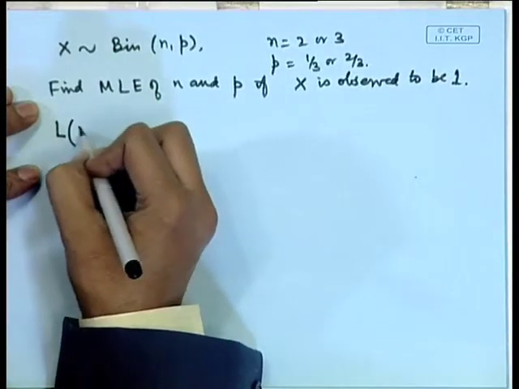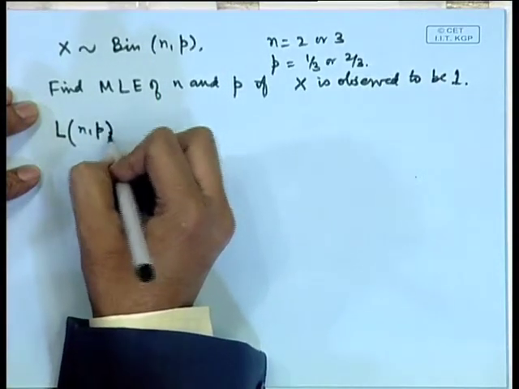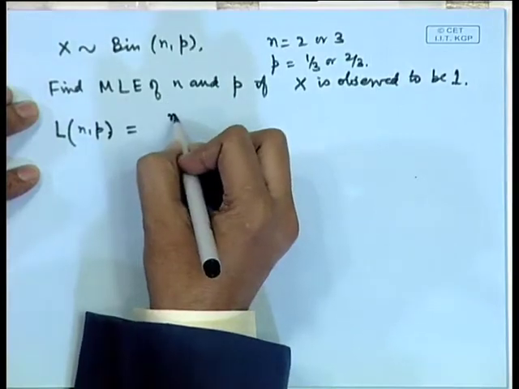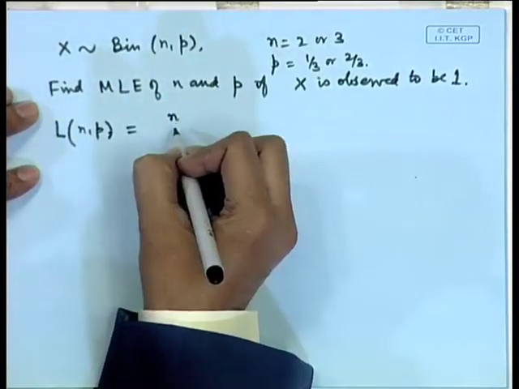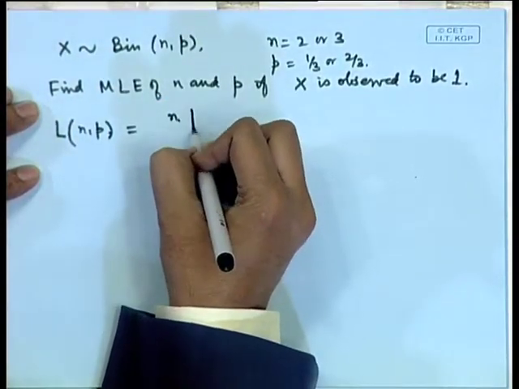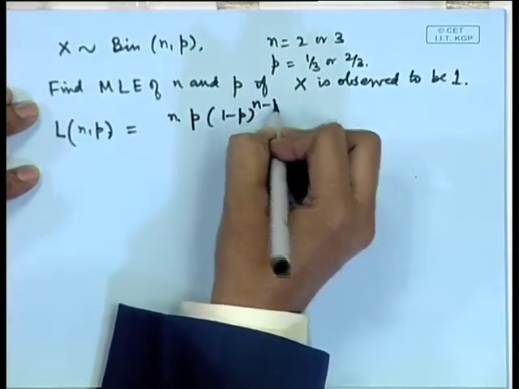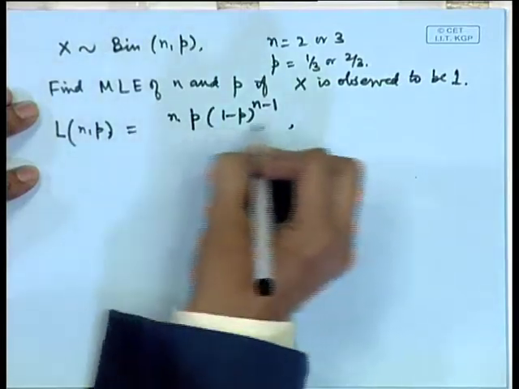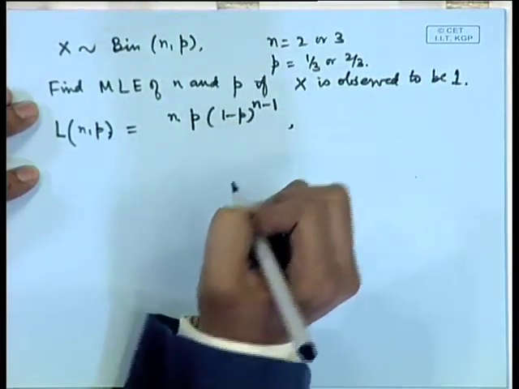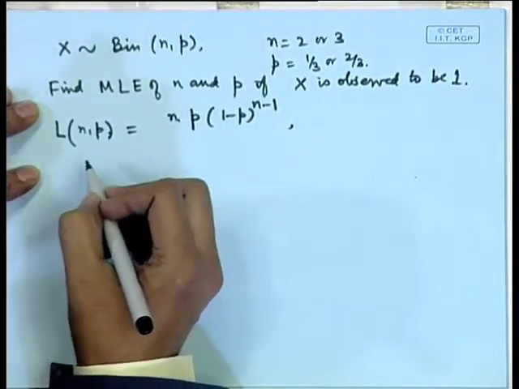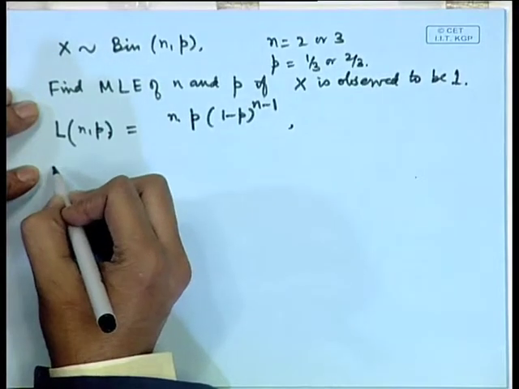The likelihood function here is nCx p to the power x (1 minus p) to the power n minus x. So, since x is 1, it is n p (1 minus p) to the power n minus 1. Since x is equal to 1 is already observed, we are having exactly these values. So, we have the 4 values here.